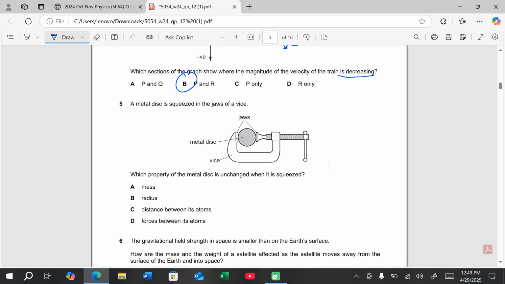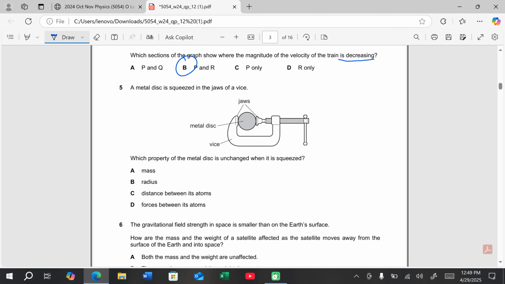We're moving on to question number 5. A metal disc is squeezed in the jaws of a vice. It's a vice given, right? It's a clamp type thing. Which property of the metal disc is unchanged when it is squeezed?